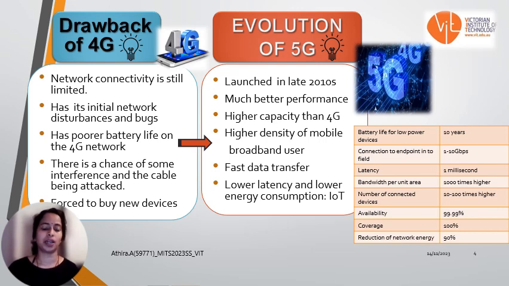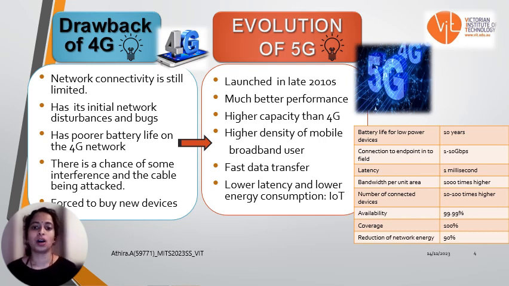Then another one is that the 4G wireless network forces the user to buy new devices. Most of the old devices do not support the 4G wireless network, so people are forced to buy new devices. That is also a drawback. Then another drawback is that initially the 4G network showed some bugs and interface problems. That is also a drawback. And another is that cyber attacks also show up in the 4G wireless network. So in the late 2010s, a new technology was launched, that is the 5G wireless network.